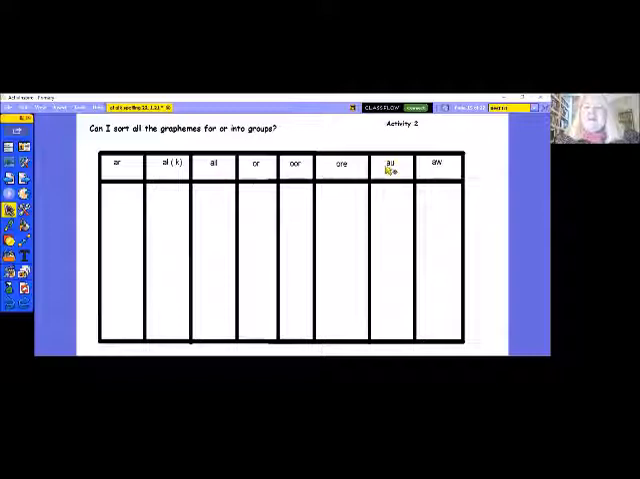A-R, A-L-K, A-L-L. Then these are the ones here that we did last week, A-U and A-W. And then these are the ones we did the week before, double O-R, O-R and O-R-E.